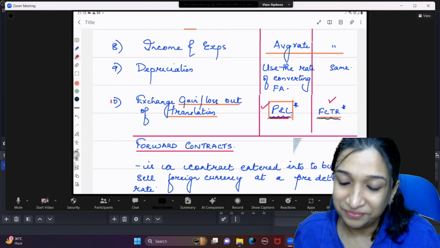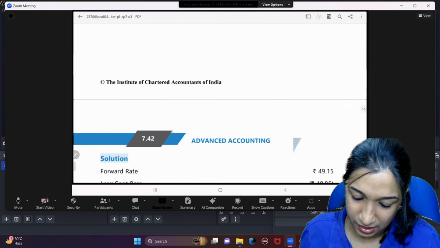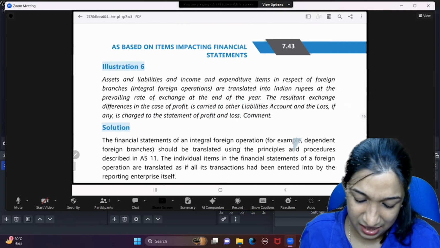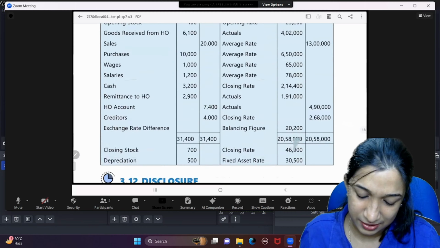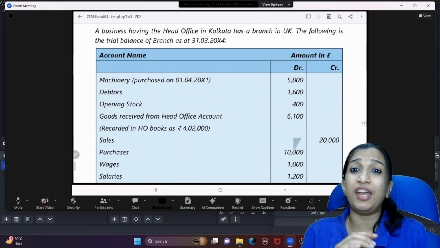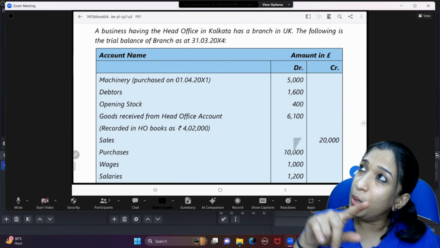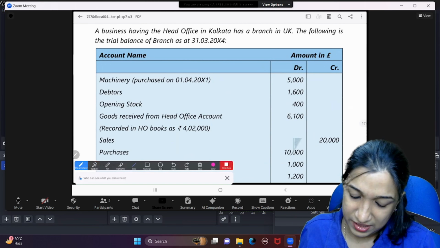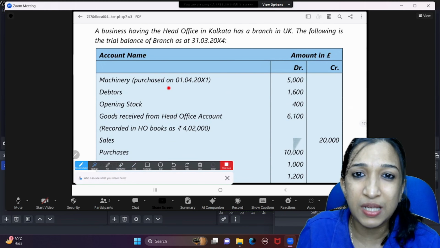So conversion. Do you need to try a question from the material? If you are saying yes, I'll just quickly try. Illustration 7. Just one. In your material, a business having head office in Kolkata has a branch in UK. So head office in Kolkata, branch outside India. So machinery purchased on 1st April 2011.